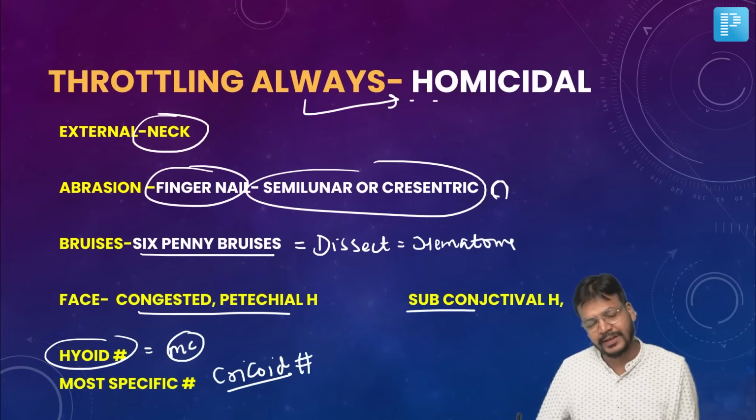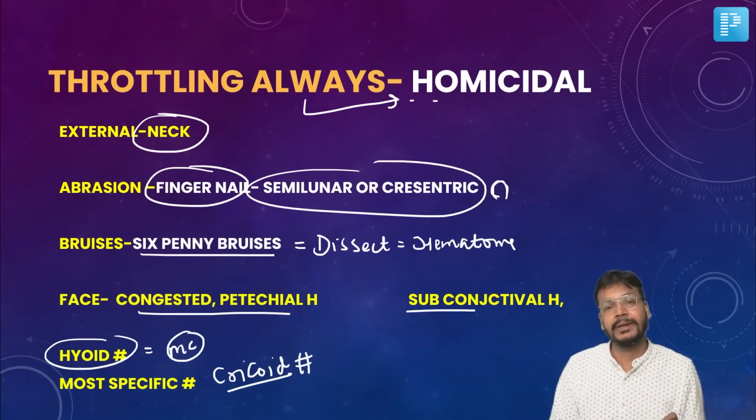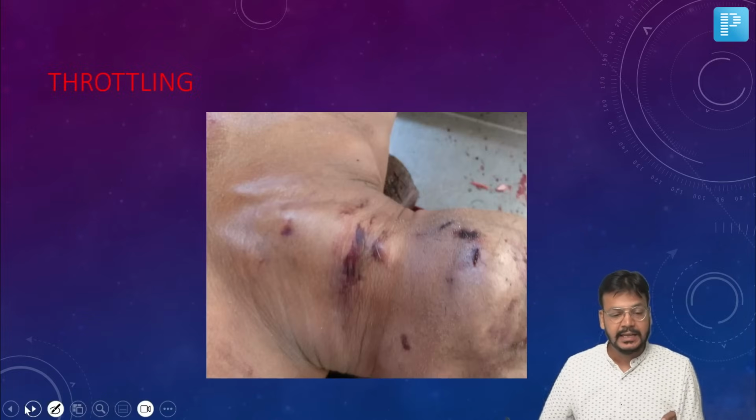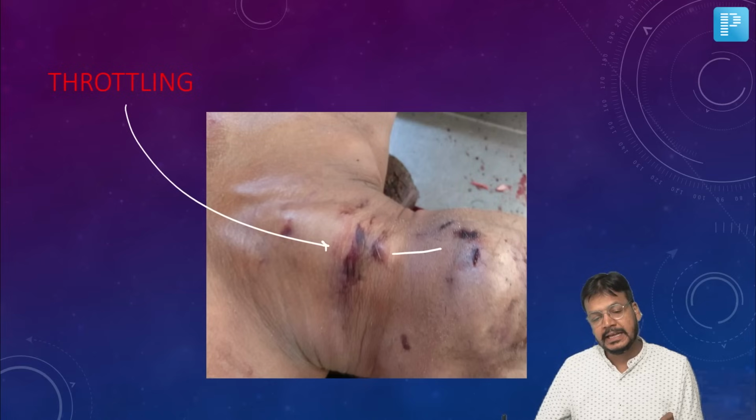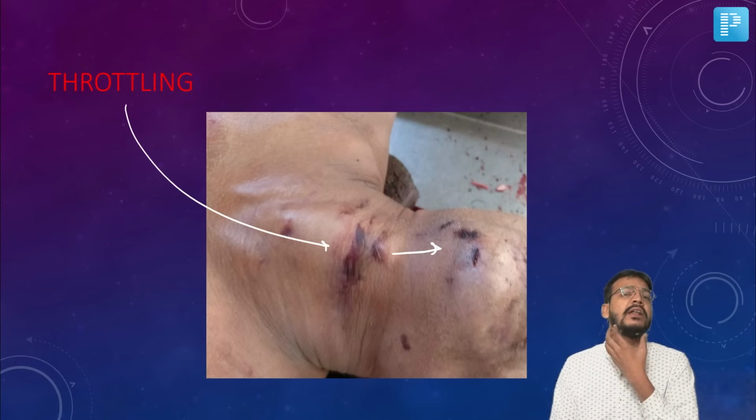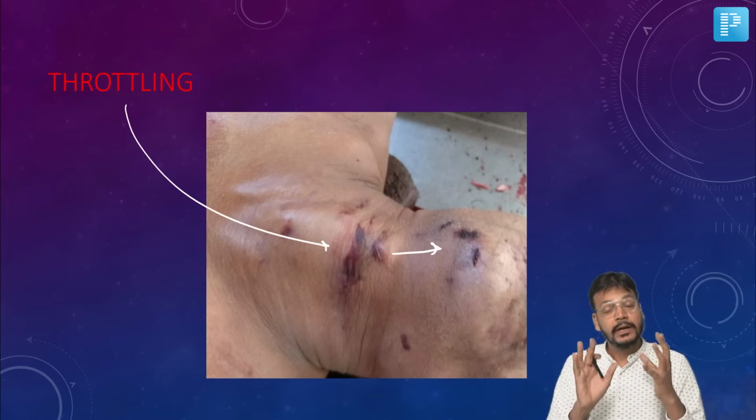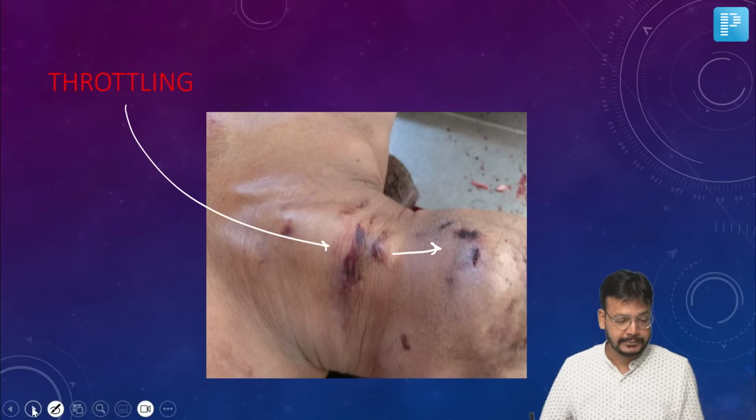Hyoid bone fracture is most common in throttling, but the most specific fracture of throttling is cricoid fracture. This is my favorite MCQ. Most specific fracture is cricoid, but hyoid bone fracture is most common in throttling. So you can see this finding: multiple abrasions, multiple contusions, hyoid bone fracture, most specific is cricoid, nail marking, multiple bruises, 6 penny bruise. It is always homicidal, it is throttling.